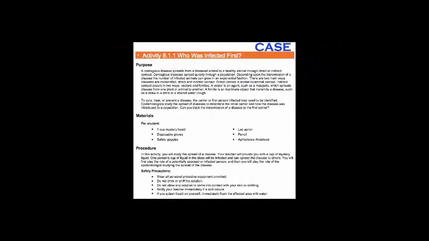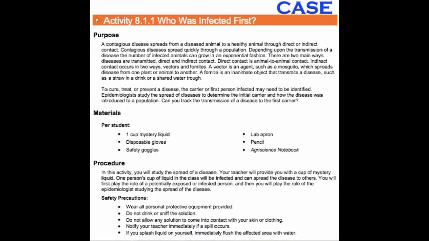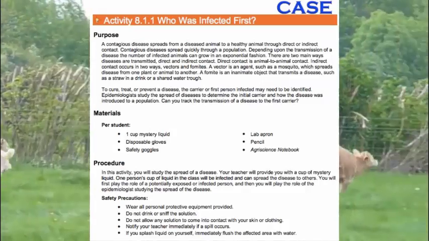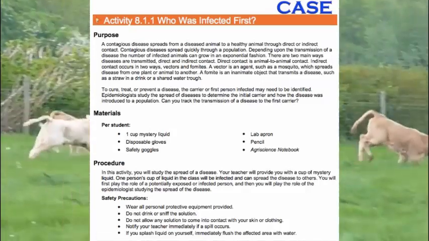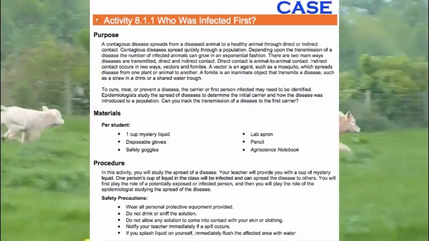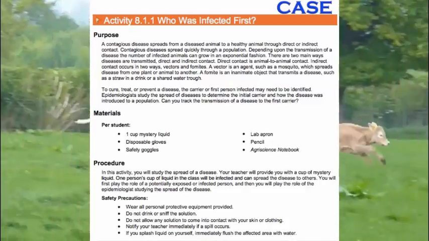Through Activity 8.1.1, Who was infected first?, you will simulate the spread of a contagious disease and trace the route the disease takes through a population. This will help you understand how disease agents can be spread in a variety of ways, including vectors and fomites. Your instructor will share specific instructions for Activity 8.1.1, Who was infected first?